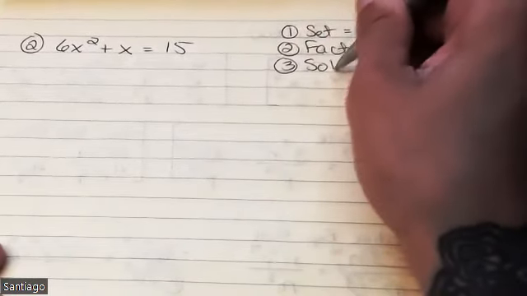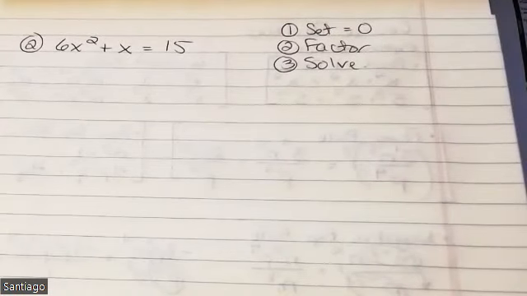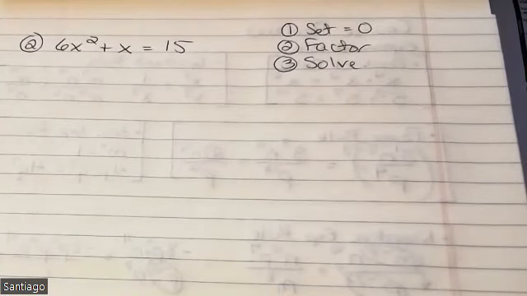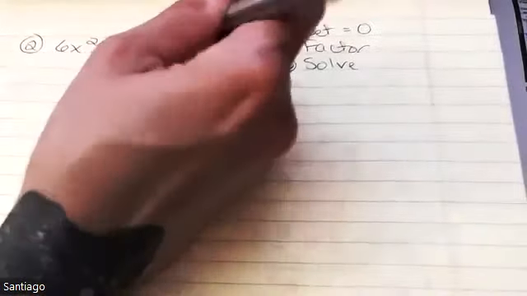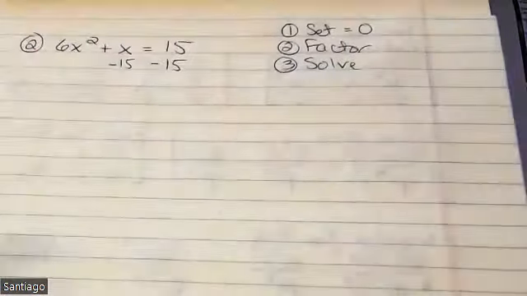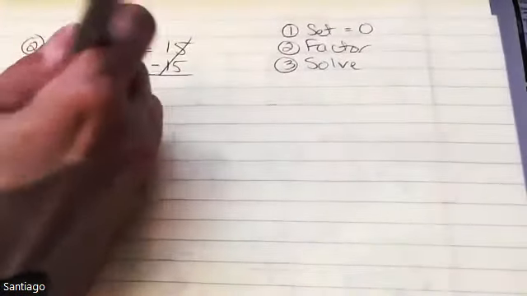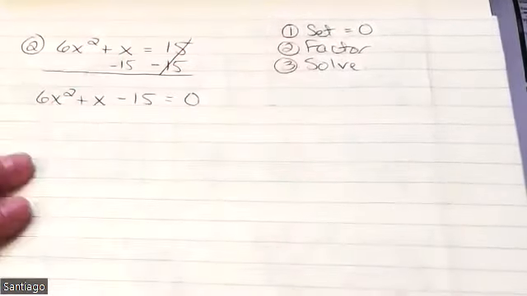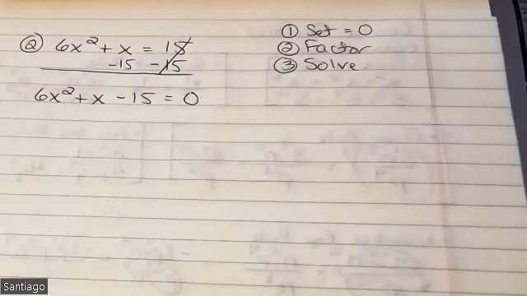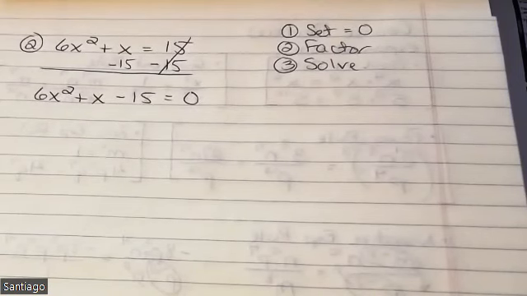All right, anyone, how would I set this equal to 0? Add 15 or minus 15. Good. We're going to use the opposite operation to bring this term over. So we're going to subtract that 15. That's going to leave us with 6x squared plus x minus 15 is equal to 0. Step number 1 is complete. Step 2 says we have to factor. So someone else, what factoring technique would I use in this case?